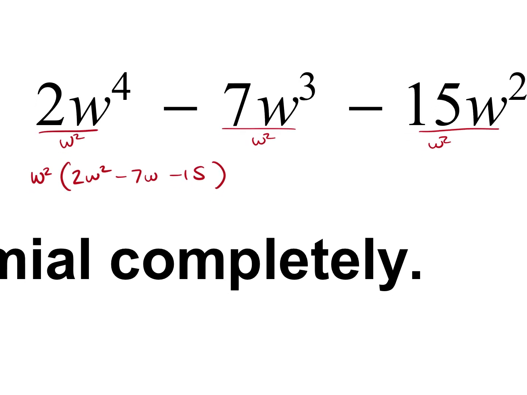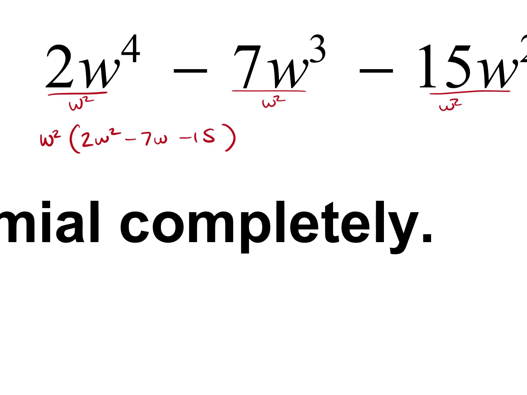How would I factor this now? Awesome. Since we start with a leading coefficient that's not 1, you have to multiply the first times the last. So what's 2 times negative 15? Negative 30. Now I need two factors of negative 30 that add to what? Negative 7. Negative 10 and positive 3. So in my parentheses, I have w minus 10 and w plus 3.